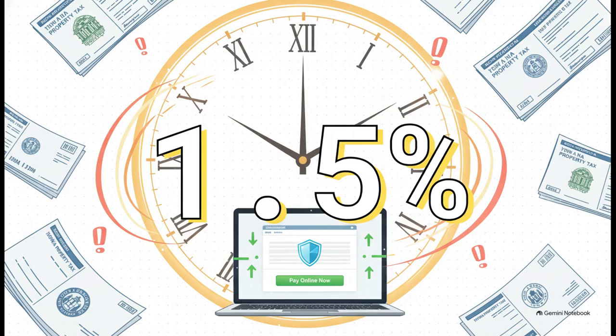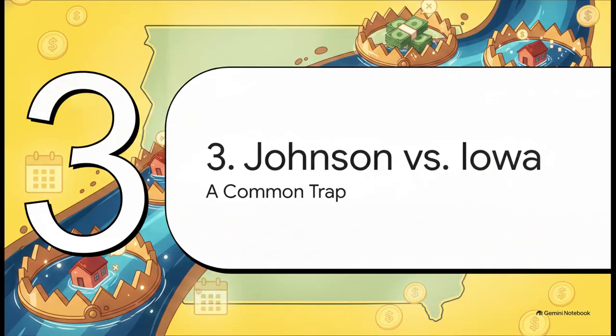Because what happens if you miss it? A super steep 1.5% penalty drops on you. That late fee kicks in immediately on October 1st and April 1st if you miss those crucial deadlines. And remember, that is 1.5% per month. It adds up incredibly fast, which is exactly why getting online and paying digitally is hands down your safest and most efficient route. All right, on to part 3, the Johnson versus Iowa trap.